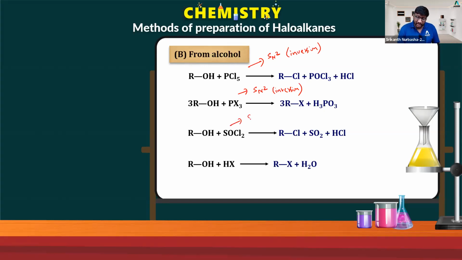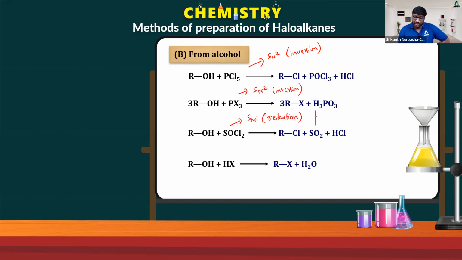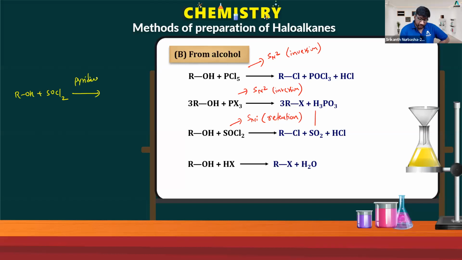SOCl2 is SNi. SNi means what happens? Inversion or retention? Retention. If I do the same reaction in pyridine, like ROH plus SOCl2, in the presence of pyridine it will form RCl plus SO2 plus HCl only, but you will get SN2. SN2 occurs. Why?